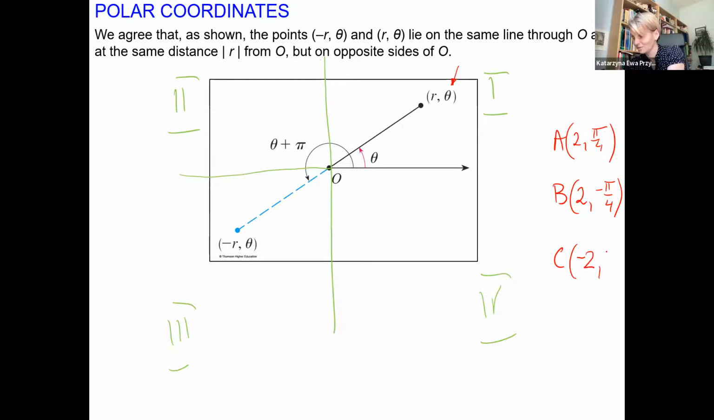Okay, that will be interesting. 1, 2, 3, 4, 5 pi over 4, because this will also give us some other concept. Okay, the first point, 2 pi over 4. In which quadrant do we have to plot point A?